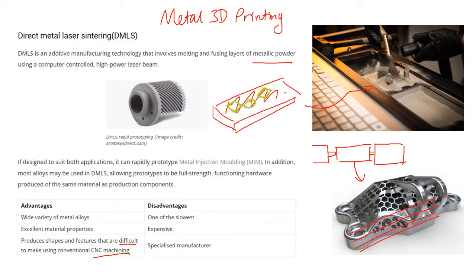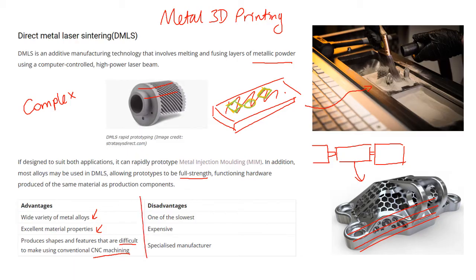So the big advantage of this process is it can make really complex parts, and they are full strength. So it doesn't mean that it has any weaknesses in any area. It basically comes out as strong and as functional as the final mass-produced part would. Okay, so you get excellent material properties, and you can use a variety of metal alloys. As long as it melts under this laser beam, then it'll work.